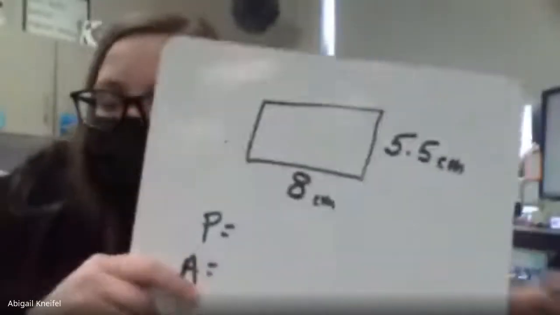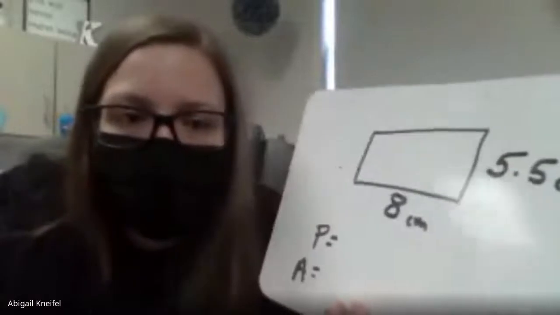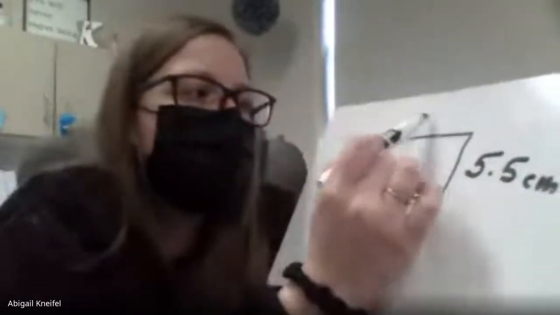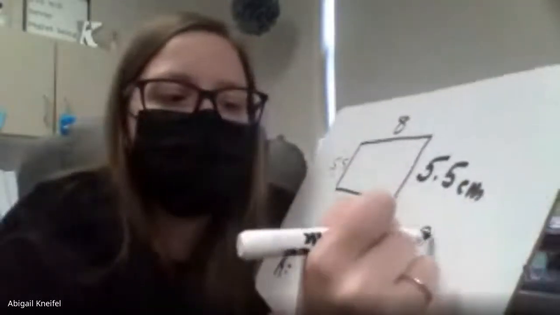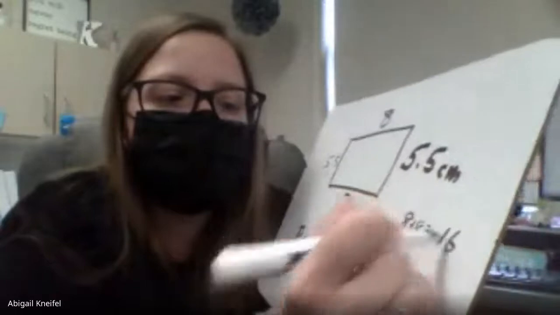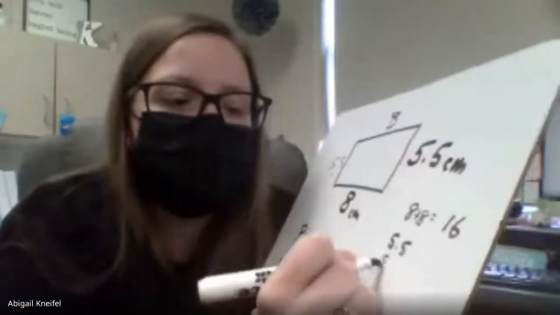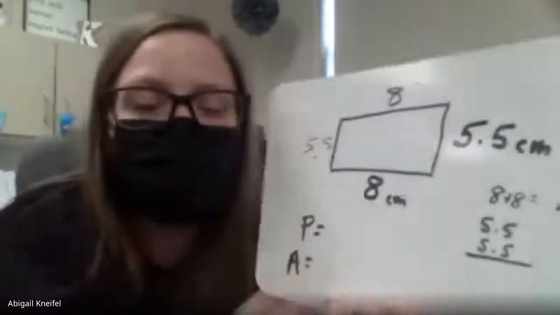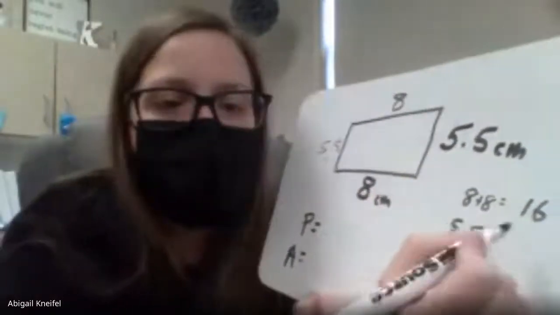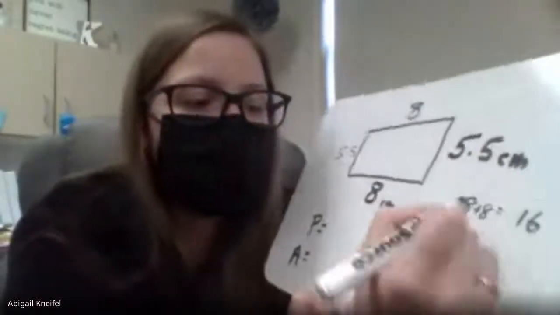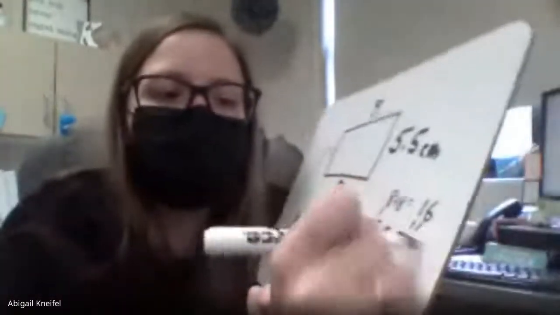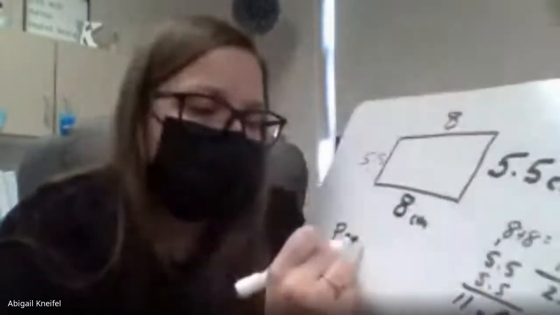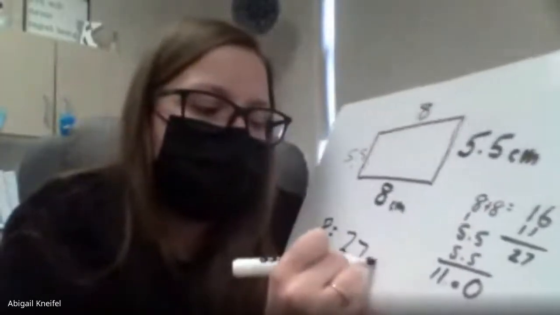All right, let's find perimeter first. Perimeter is when we add up all the sides. So there's two sides that are 8 and two sides that are 5.5. We know 8 plus 8 equals 16. Let's add 5.5 plus 5.5. When we add decimals, we bring the decimal straight down. 5 plus 5 is 10, carry the 1. We have 11. So we don't even need that decimal anymore. 16 plus 11 is 27. Perimeter equals 27 centimeters.